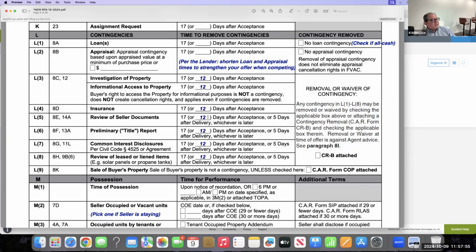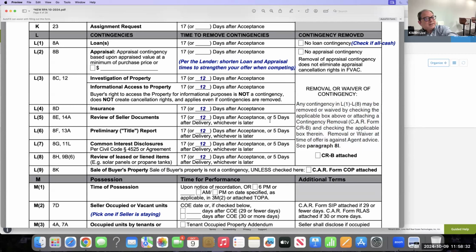So now that we're saying 12 days after acceptance, whichever is later. If the disclosures are given to us on day 11, I'm actually going to have 12 days to review the disclosures from day 11. Oh, I'm sorry, 12 days after acceptance. What would have happened if it didn't say here 5 days after delivery, I would have only had 1 day, because I asked for 12 days after acceptance.